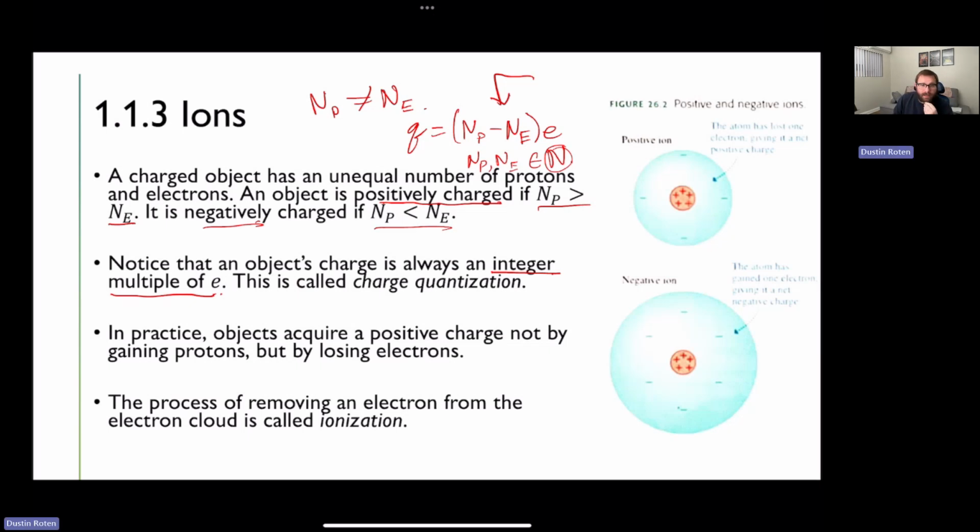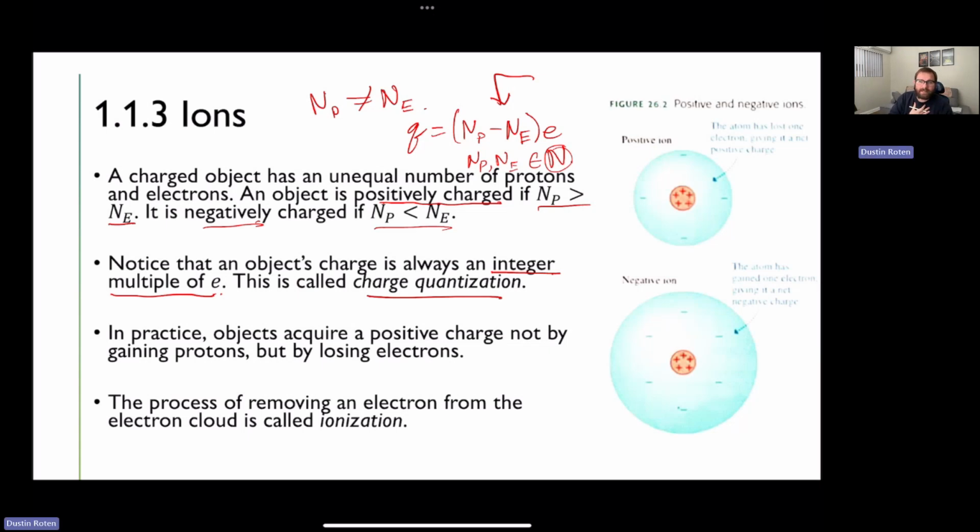All right. So the fact that it's always going to be like 1e, 2e, 3e, a million e, or maybe even negative 1,000 e, the fact that it's always a multiple of e is called charge quantization. We have quantized those steps. It can't be anything in between. It's always going to be a multiple of something.